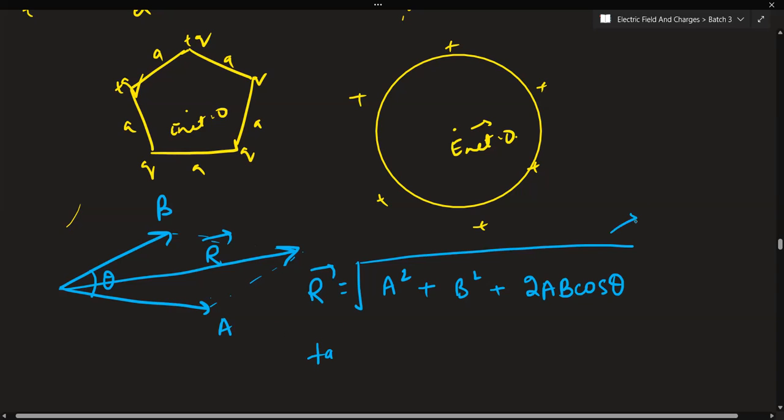This is the magnitude, but a vector has what? A vector has a direction as well. So let's say this is beta.